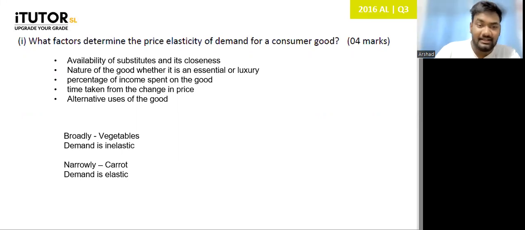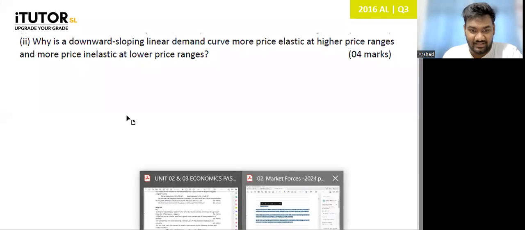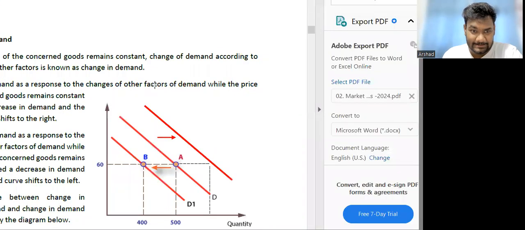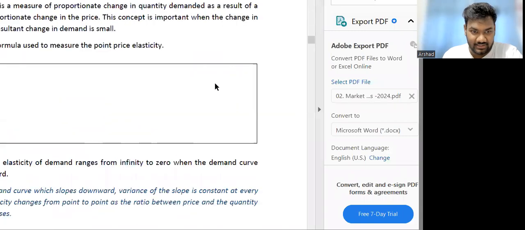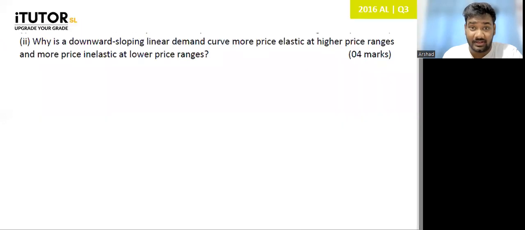Okay. Right. Then we'll go to the next question 2. Interesting question. Why is a downward sloping linear demand curve more price elastic at high price ranges and more price inelastic at lower price ranges? Let me see, do I have the diagram? No, I don't have a diagram. Okay. Let me copy and paste the diagram from the internet rather than drawing.